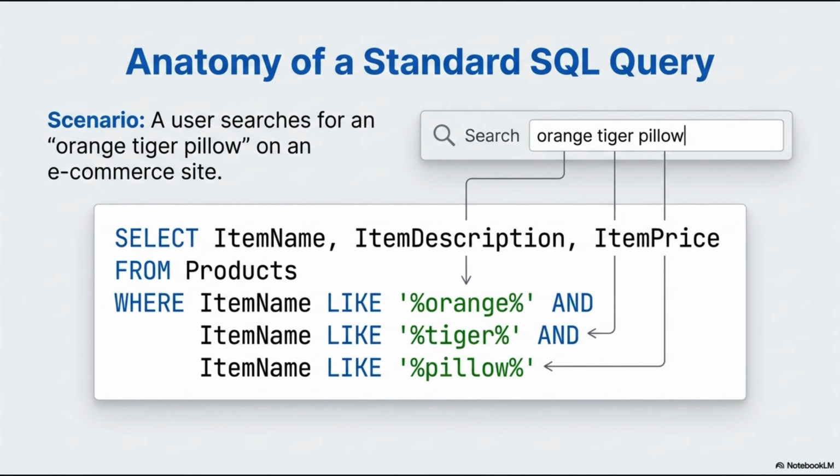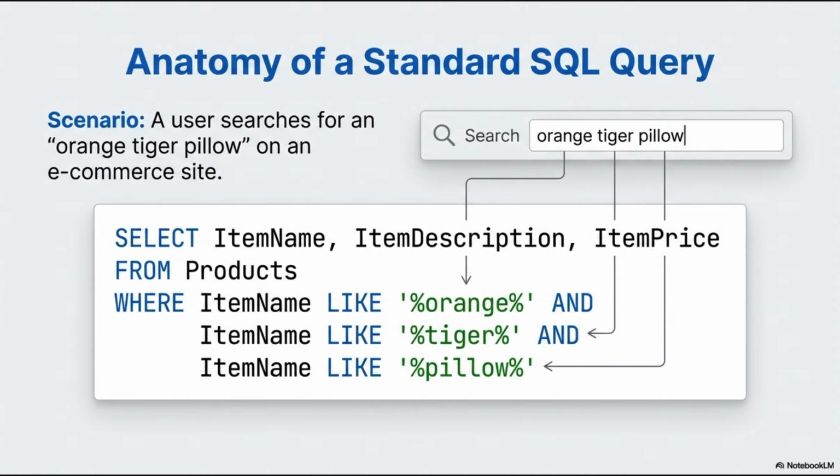Now what is the anatomy of a standard SQL query? So a user searches for an orange tiger pillow on an e-commerce site. Because this commerce site is using SQL for search, their code would look like this. They're looking at the table called products, and for the parameters they have item name, description, and price. And they're putting in each keyword separately, and this is how most search engines do this.